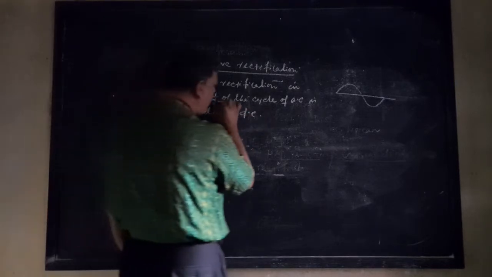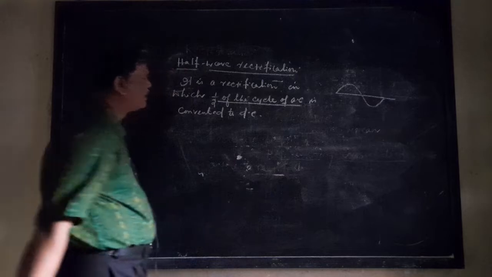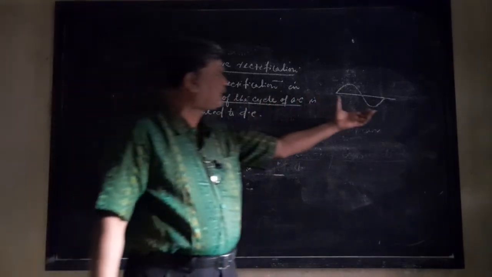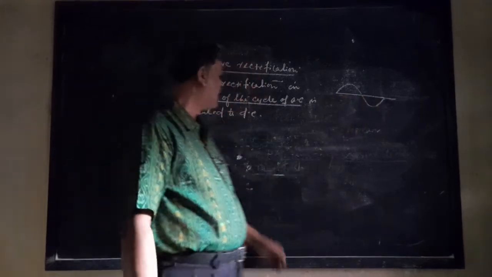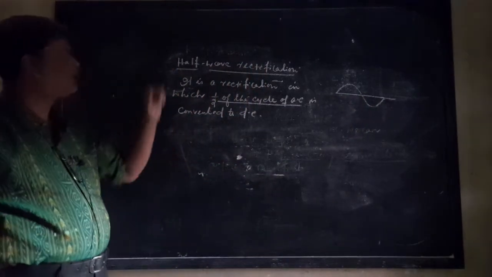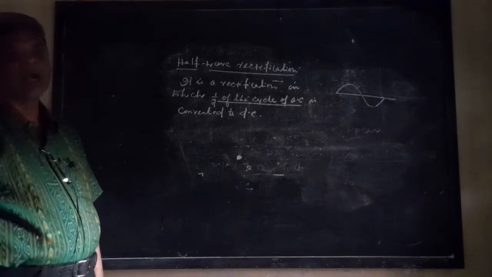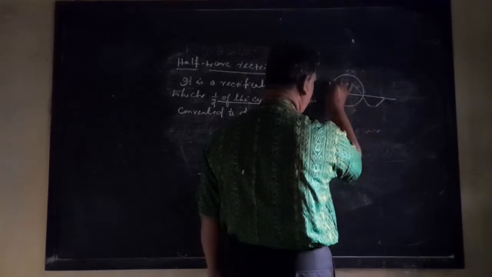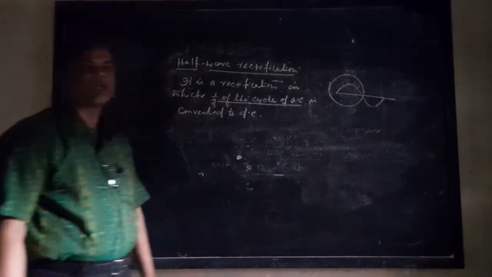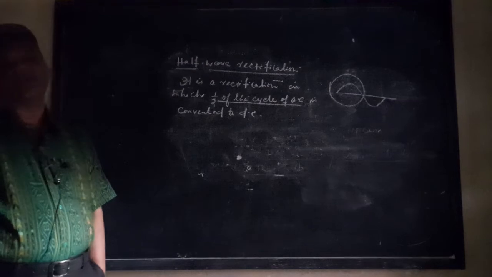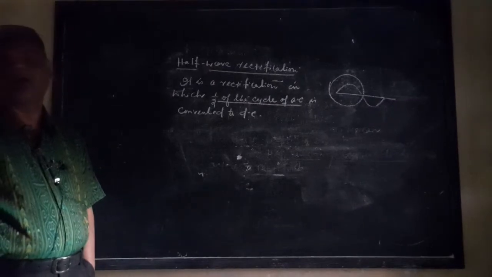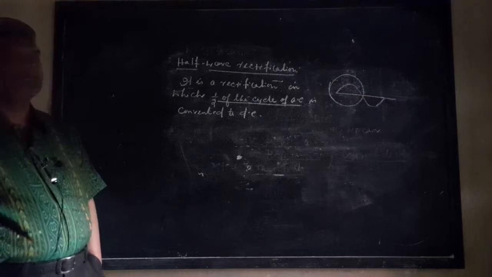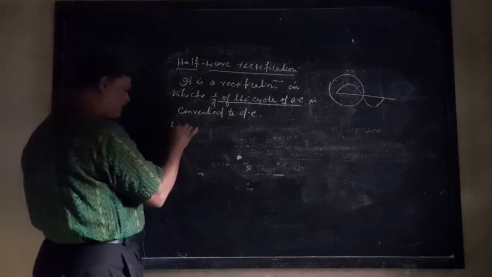Only one half of the cycle of AC is converted to DC. If we do not convert the full cycle completely and convert only half to DC, then it is called half wave rectification, and it can be done with the help of one junction diode or crystal diode.